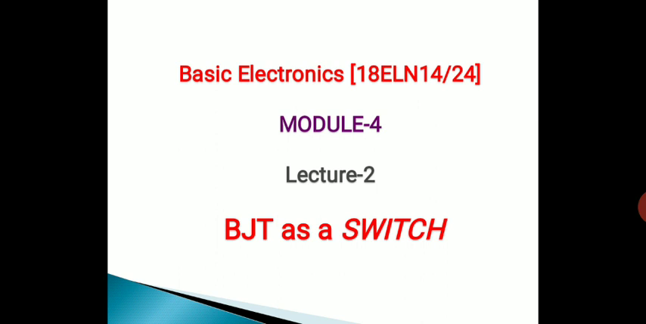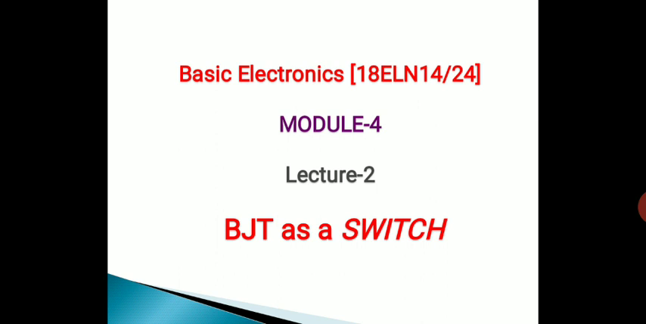Before we see how BJT can be used as a switch, I want to quickly recap the three important operating regions of a transistor. We have seen in the previous class that the output characteristics of the transistor are divided into three parts, called the cutoff region, saturation region and the active region.